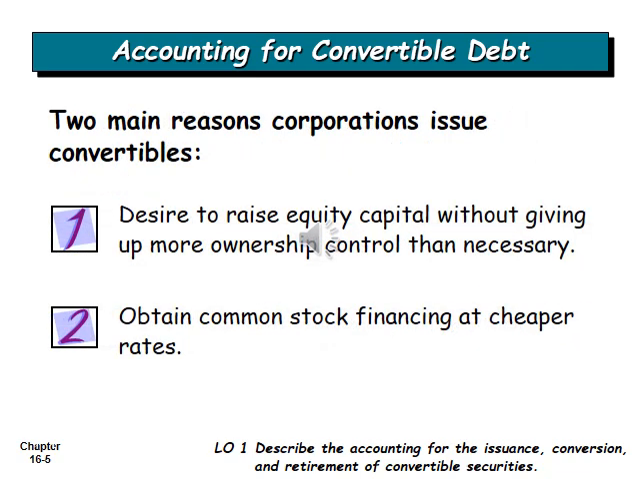Now, there are two reasons the corporation issues convertible bonds or convertible preferred stock. The company may desire to raise capital without giving up more ownership control than necessary. And also, it can obtain common stock financing at cheaper rates.